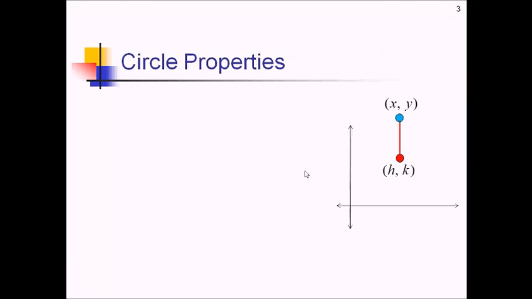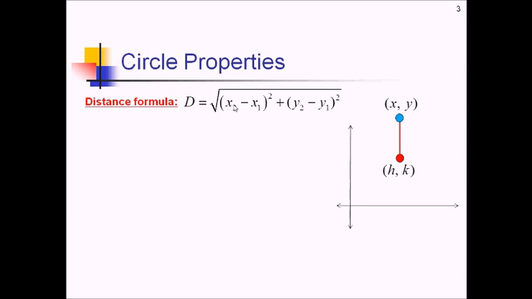To get things rolling, let's say we have 2 points on a graph, x comma y and h comma k. There's a certain distance between these 2 points, like any 2 points. The distance formula tells us the distance between 2 points is the square root of (x2 minus x1) squared plus (y2 minus y1) squared. Basically, Pythagorean theorem in two-dimensional space.